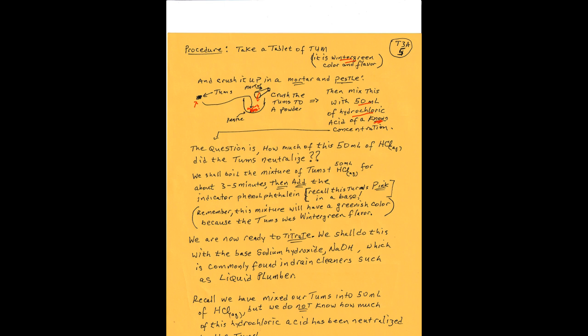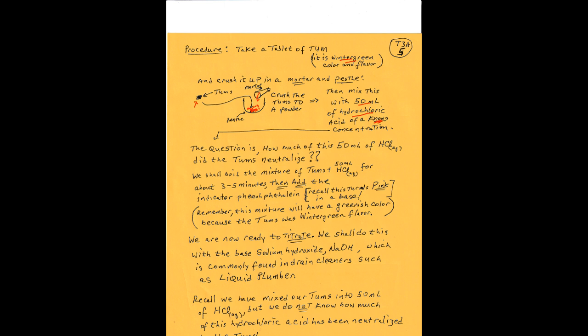So here's what we're going to do. We're going to boil this mixture of Tums and hydrochloric acid for a couple minutes, 3 to 5 minutes. Then we're going to add an indicator, phenolphthalein. Remember, unless the Tums neutralized everything, this mixture of 50 milliliters of hydrochloric acid plus the Tums should be acidic, so phenolphthalein won't do anything. Remember, phenolphthalein turns pink in a base. This thing is going to have a greenish color because the Tums was a little wintergreen flavor. Now we're ready to titrate this.